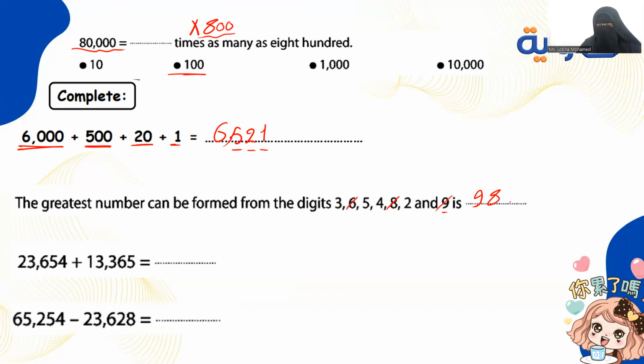After this, we have 6. So we can write 6. After this, 5. Then 4. Then 3. And the smallest one between them is 2. Okay, now we can separate each 3 digits together. 1, 2, 3, and put comma. 1, 2, 3, and put comma again. And we finish. So our number is what?